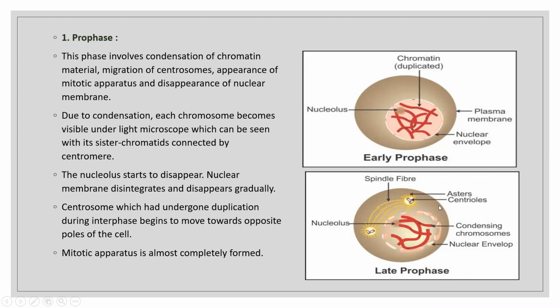You can see the centrioles moving towards the opposite poles. Also, you can see that the mitotic apparatus is completely formed. The mitotic apparatus refers to the centrosome and also to the spindle fibers. So in late prophase, you can see the spindle fibers are completely formed. So this was prophase, early prophase and late prophase. You can see the difference.